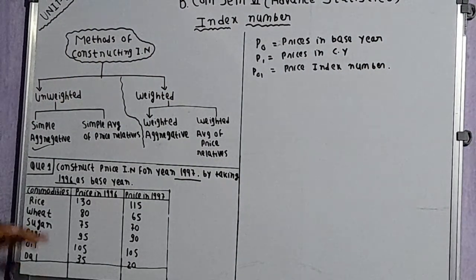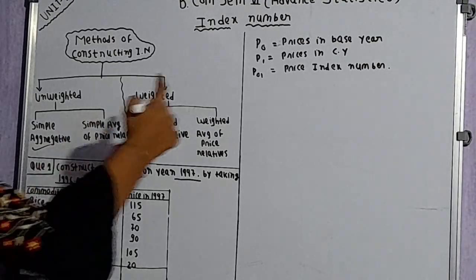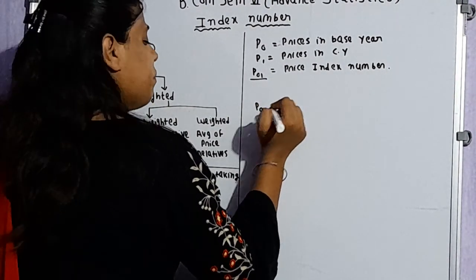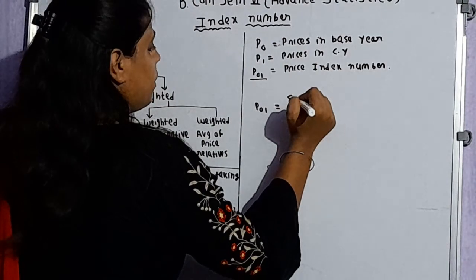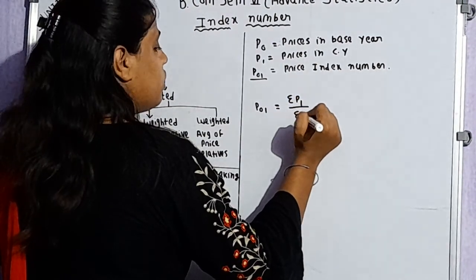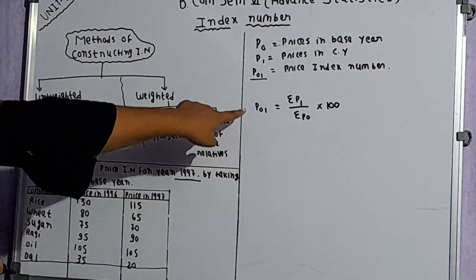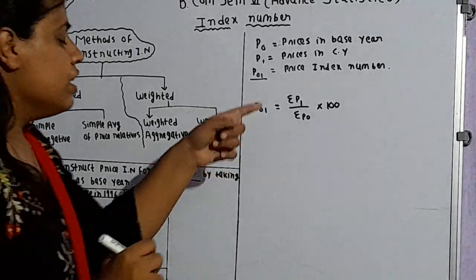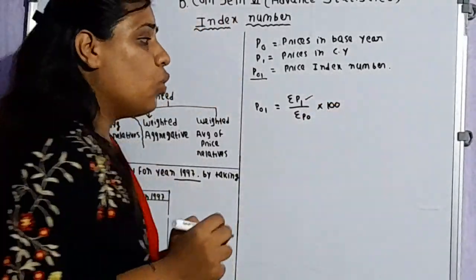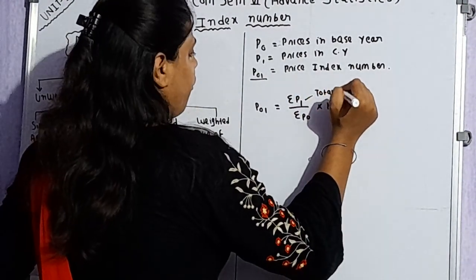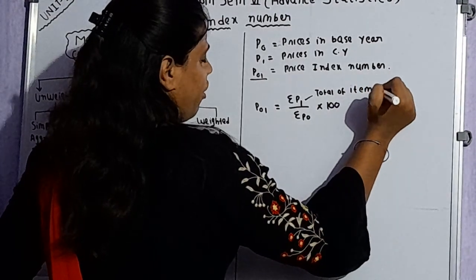When we talk about the simple aggregative method, what is the formula or procedure to compute the index number? Here the index number, that is P01, is computed by using this formula: summation P1 upon summation P0 into 100. P01 refers to the index number that we have to calculate. Summation P1 means total of items of current year.